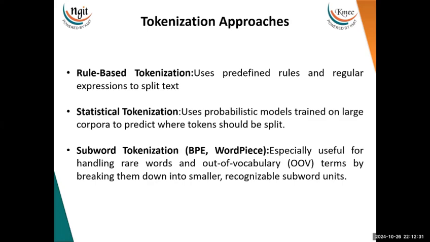And we move on to the next one, that is subword tokenization, BPE or WordPiece. It is especially useful for handling rare words and out of vocabulary terms by breaking them down into smaller recognizable subword units. These are popular in models like BERT or GPTs and transformer-based systems.